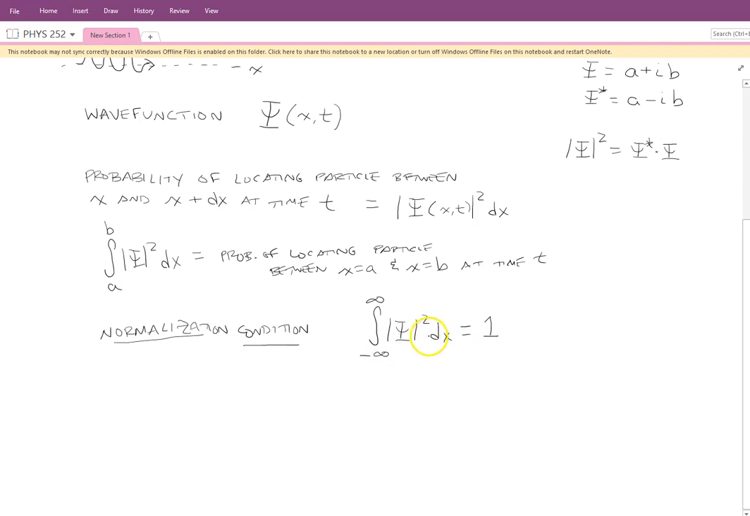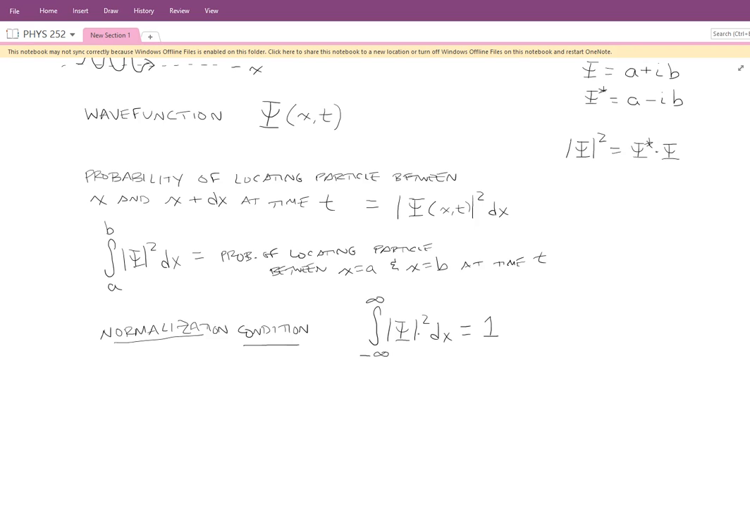And in practice, if you demand this condition, that's going to force you to have a certain coefficient on your wave function. So this definition up here assumes that the normalization condition is met. Now don't worry, we're not going to be doing any integrals. Or maybe you're disappointed. I don't know, but we're not going to be doing any integrals in this class.